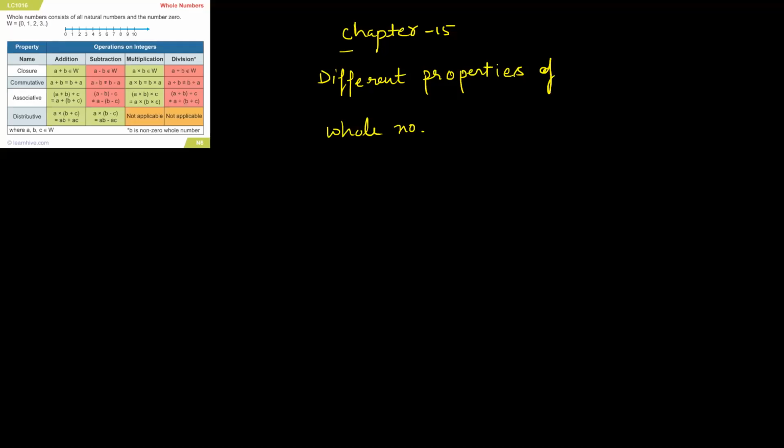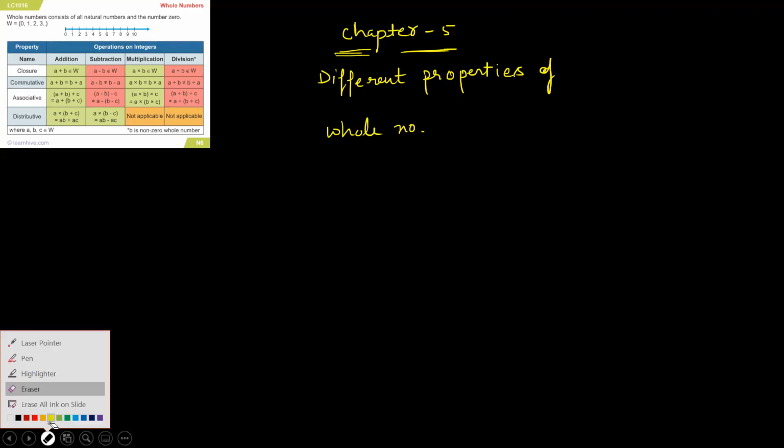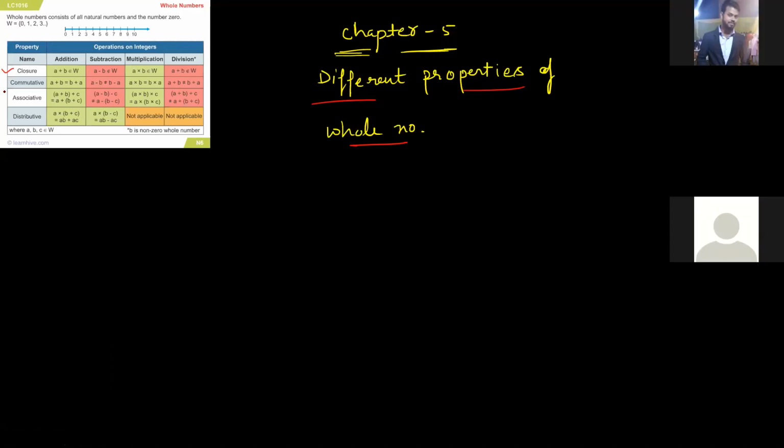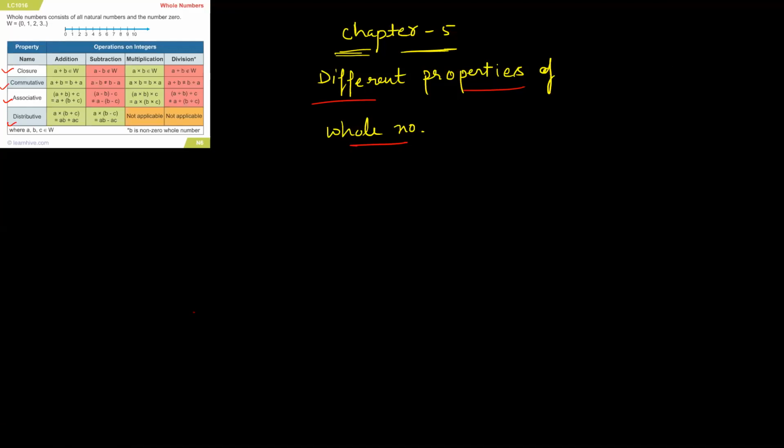This is chapter 5, not 15, and I'm taking revision of this chapter. Until now, we have studied natural numbers and whole numbers. Today, we will discuss the different properties of whole numbers. There are four main properties of whole numbers: closure property, commutative property, associative property, and distributive property. Apart from that, there are some more properties.